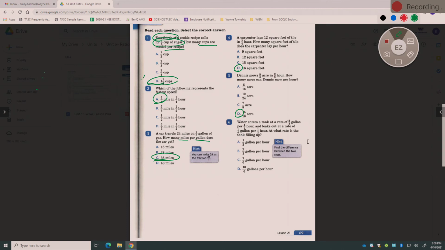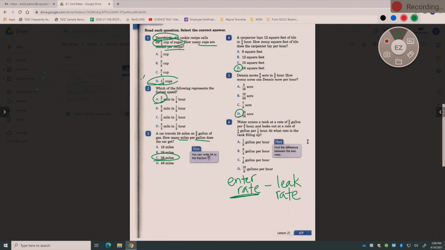Water enters a tank at a rate of 2/3 gallon per 4/7 hour. It leaks out at a rate of 1/4 gallon per 1/2 hour. At what rate is the tank filling up? Well, we're going to have to do 2 different parts, right? We're going to have to do the enter rate minus the leak rate. So we've got 2 different parts we've got to do.